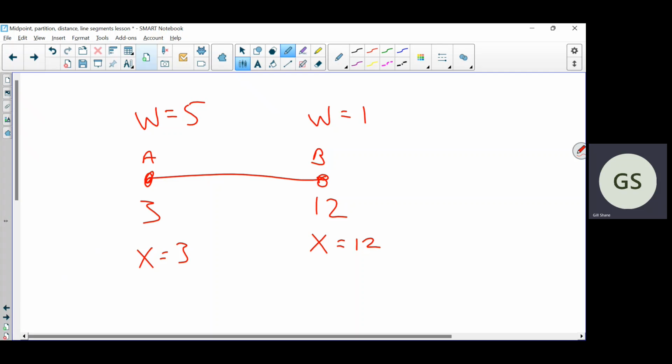The 5 just comes from the 5 times, and then if they don't mention the weight of the other point, it's 1. They didn't mention a weight for B, so it's just 1. And it makes sense because this number is 5 times that number, right? 5 times 1 is 5. So it just comes from the word problem itself. Any other questions? That's a good question.